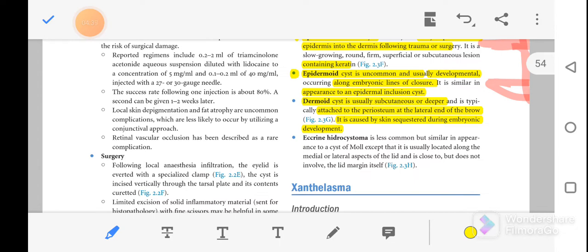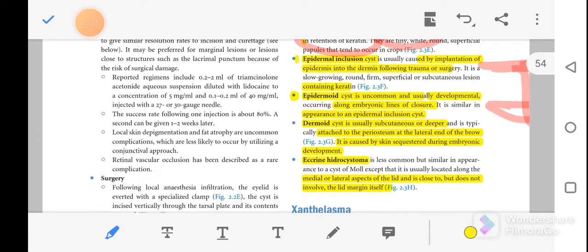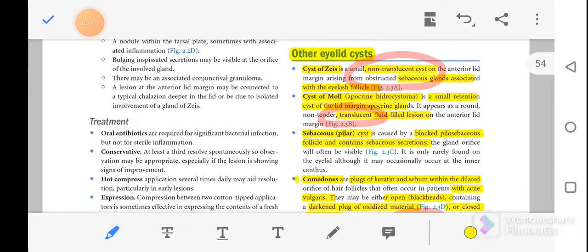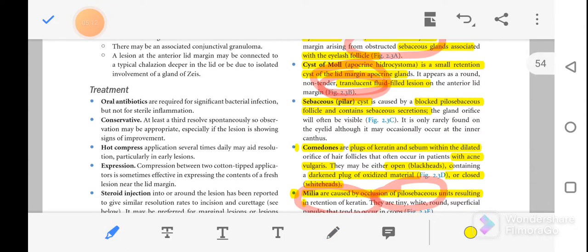Dermoid is attached to the periosteum, caused by skin which is sequestered during embryonic development. Then the eccrine hydrocystoma. It is less common but is similar in appearance to the cyst of Moll, except that it is usually located along the medial or the lateral aspect of the lid, but does not involve the lid margin itself. It will be in the medial or lateral aspect of the lid but will not involve the lid margin, whereas the cyst of Moll is on the lid margin.